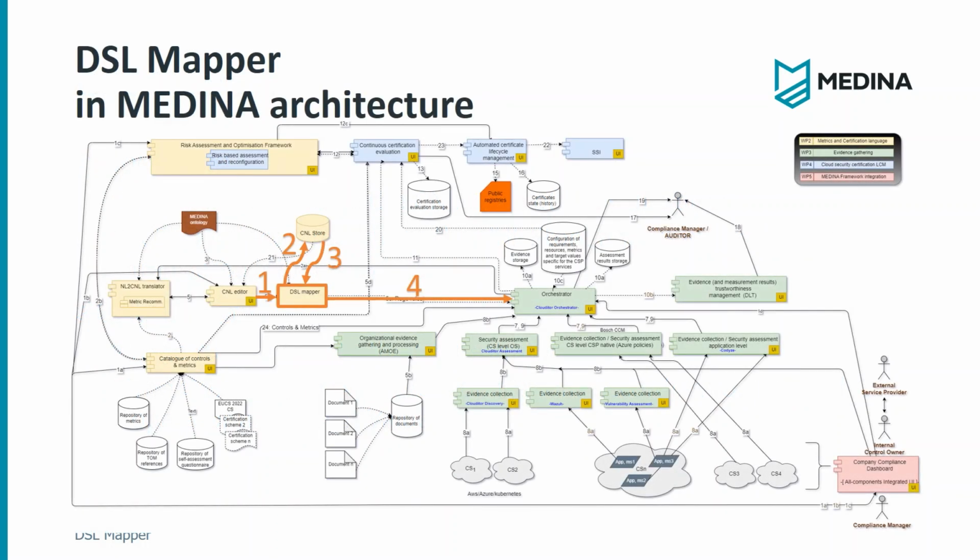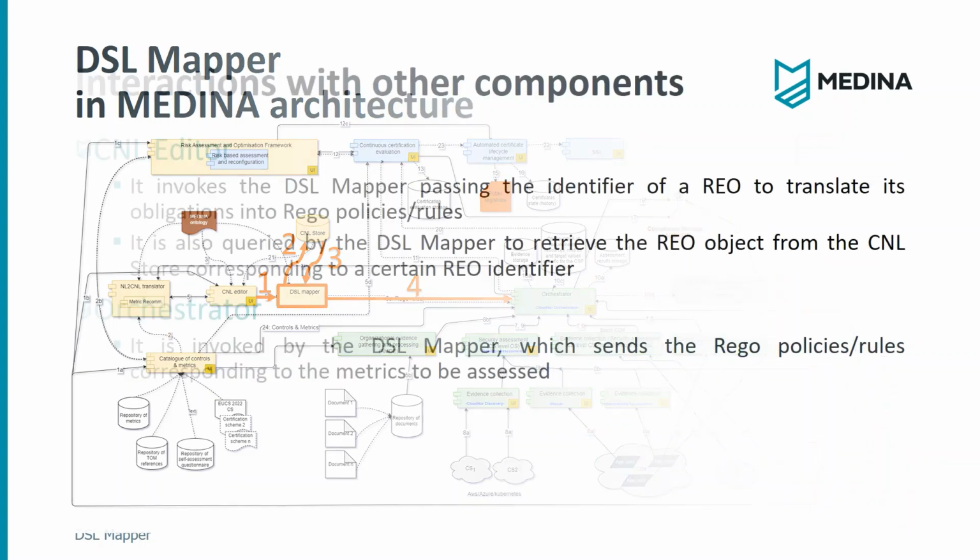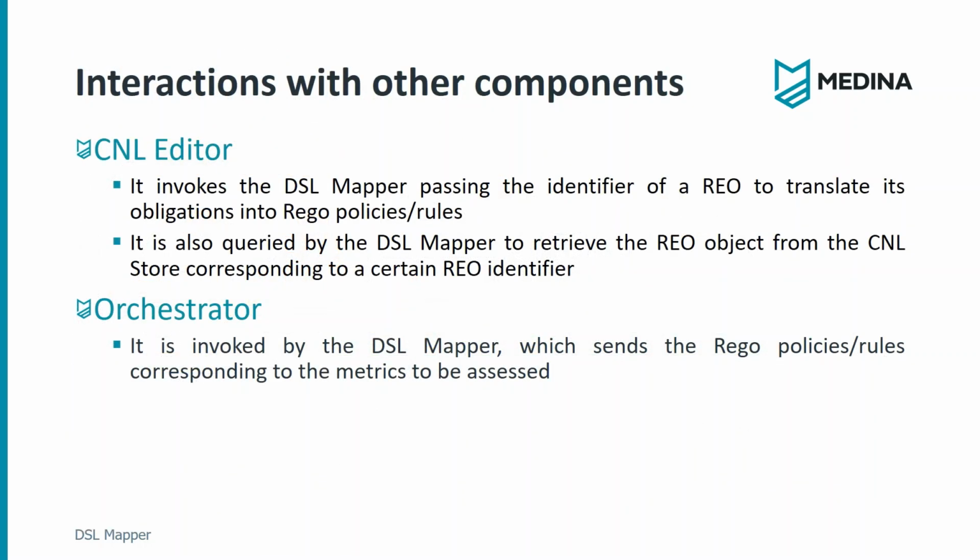This is a diagram of the MEDINA framework architecture, which shows the DSL Mapper and its connections with the other components of the framework. The DSL Mapper interacts with the CNL Editor, which triggers the mapping process through its user interface. Moreover, the DSL Mapper accesses the database of the CNL Editor to retrieve the RIO to be mapped. Finally, the DSL Mapper interacts also with the orchestrator to send the obligations mapped into Rigo policies.